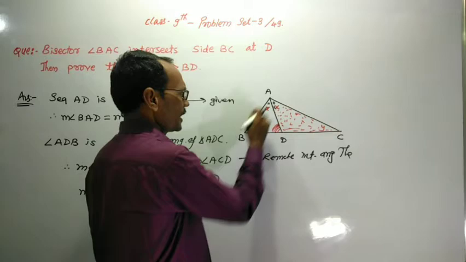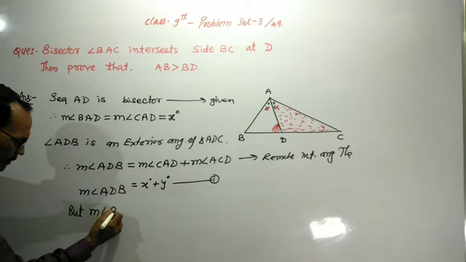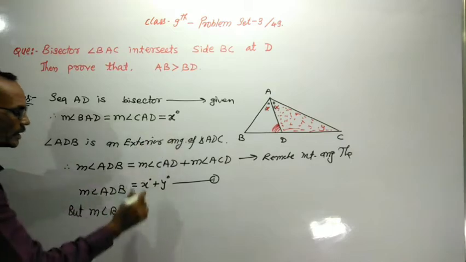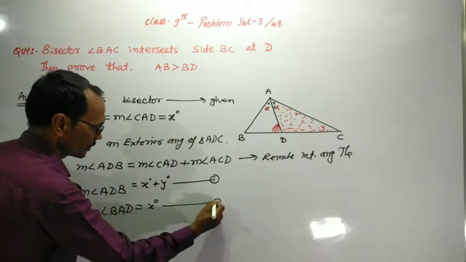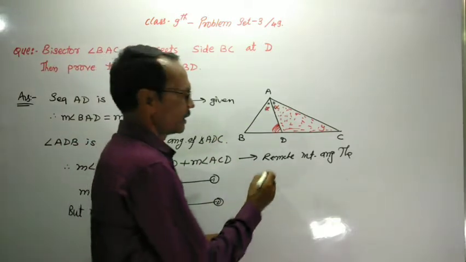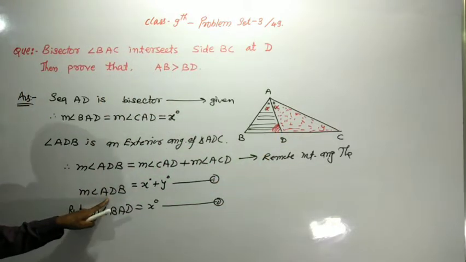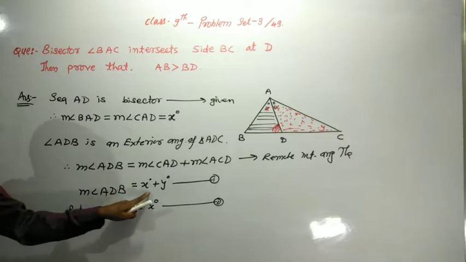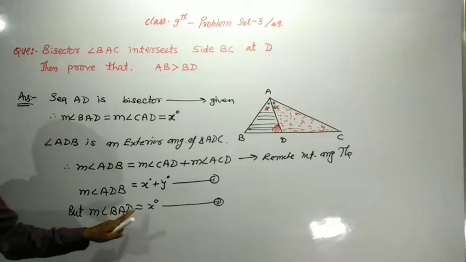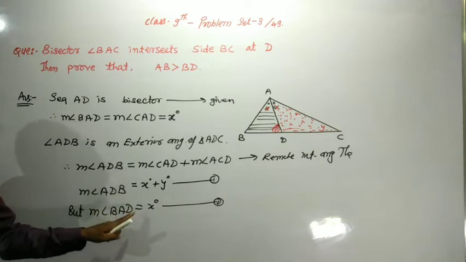And what about BAD? But from this equation, BAD is equal to x degree. This is number 2. Therefore, in this triangle, which angle is greater? ADB is greater, whose measure is x plus somewhat, that is y, and BAD whose measure is only x. Therefore, ADB is the greater angle.